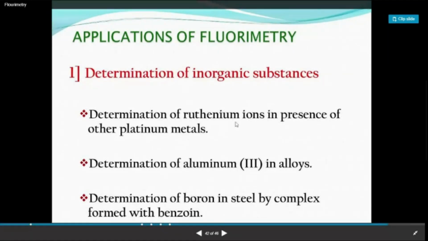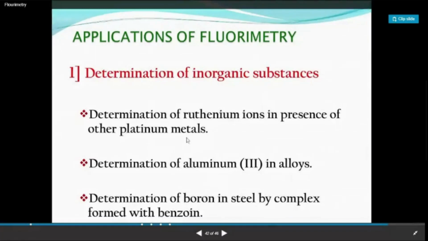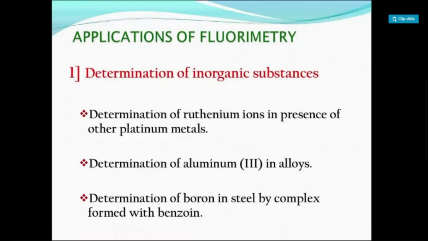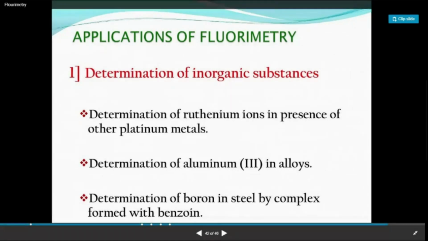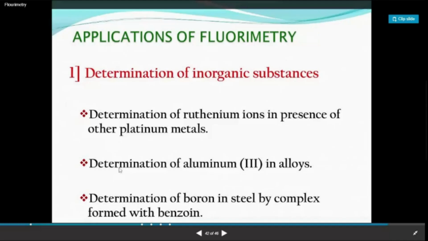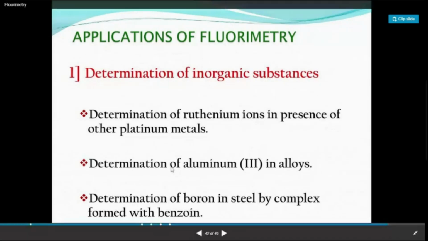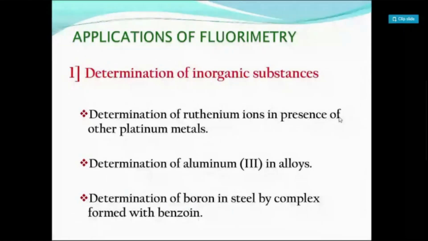Now, the ruthenium ion and the platinum metals here are both large species. Platinum metal acts as a quencher. So ruthenium ion is getting quenched. A decrease in the intensity of ruthenium ion is an indication of the presence of the platinum metal. So a standard graph is plotted, and then the fluorescence of ruthenium ion is determined by the fluorescence of the unknown. Determination of aluminum 3 alloys. Aluminum 3 is a quencher. Determination of boron in steel by the complex formed with steel is a quencher.